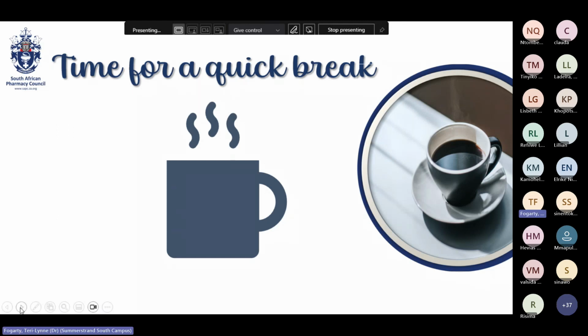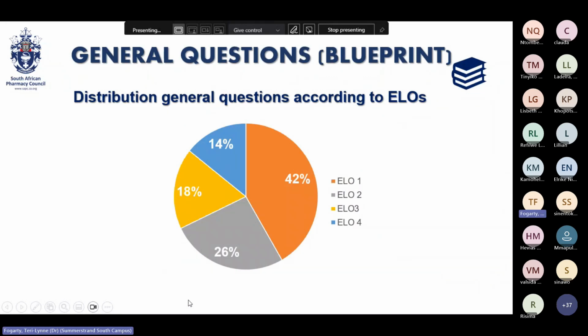Right, let's carry on. So we're on to the general question blueprint now. The distribution of general questions according to ELOs. Remember, we said that there are 84 questions that are general questions. The bulk of those questions come from ELO 1, which is our basic scientific principles. And then the next biggest section is the stock management section, followed by the manufacturing section, and then the compounding section.